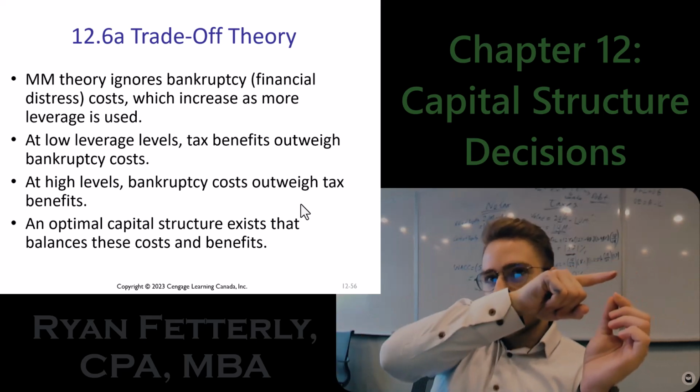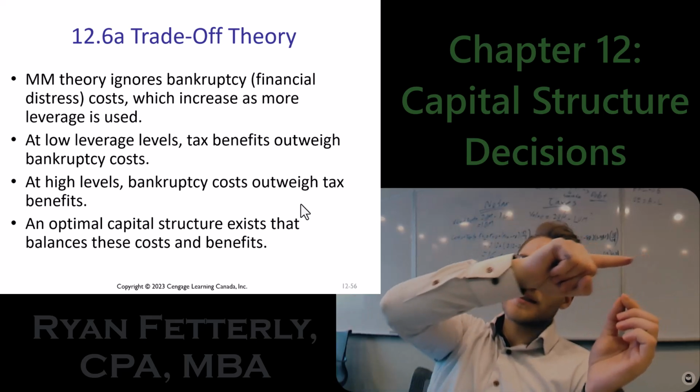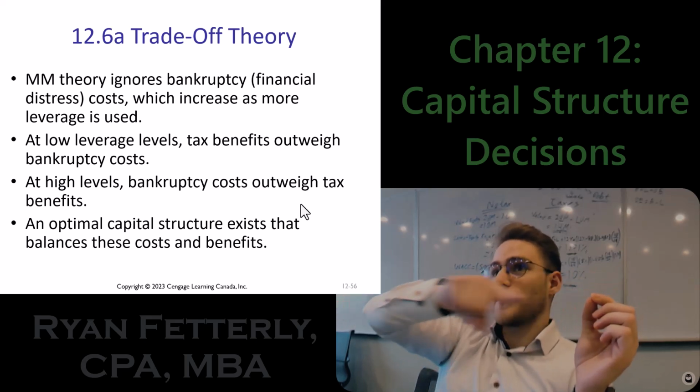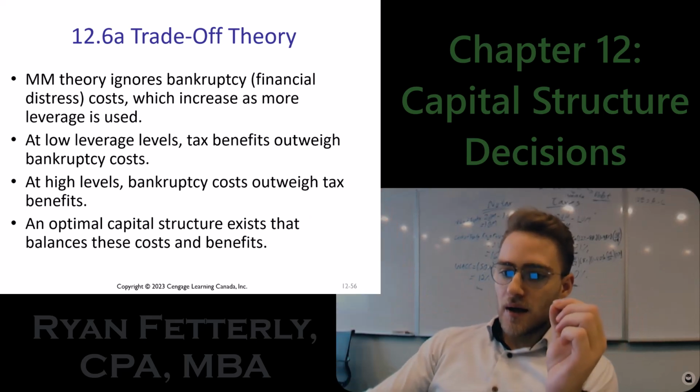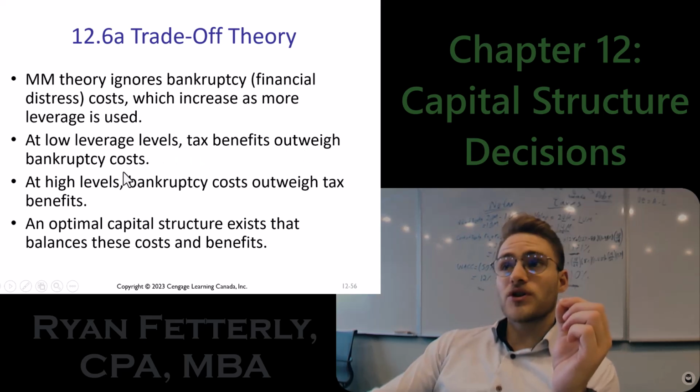The models show that as we went from 0% debt financing to 100% debt financing, basically the cost of debt remained exactly the same. This isn't true in real life. In real life, it goes up, okay? So at low leverage levels, tax benefits outweigh the bankruptcy costs, which is true, right?